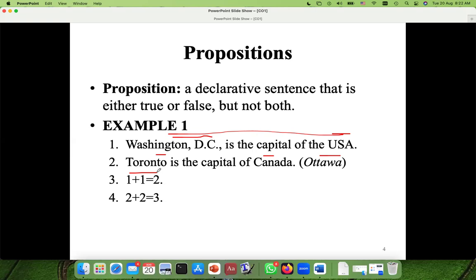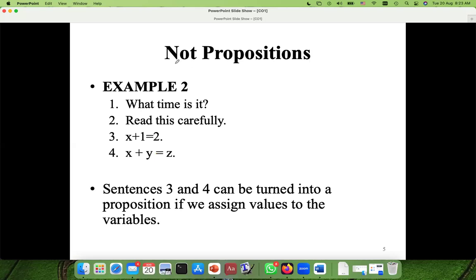Okay. So now you can update your definition. But anyhow, this is also a proposition. It is true. And then here 2 plus 2 is equal to 3, 4 is equal to 3. False. It is false, but it is a proposition. And now, so it's easy, huh? So now, what are the things which are not propositions?